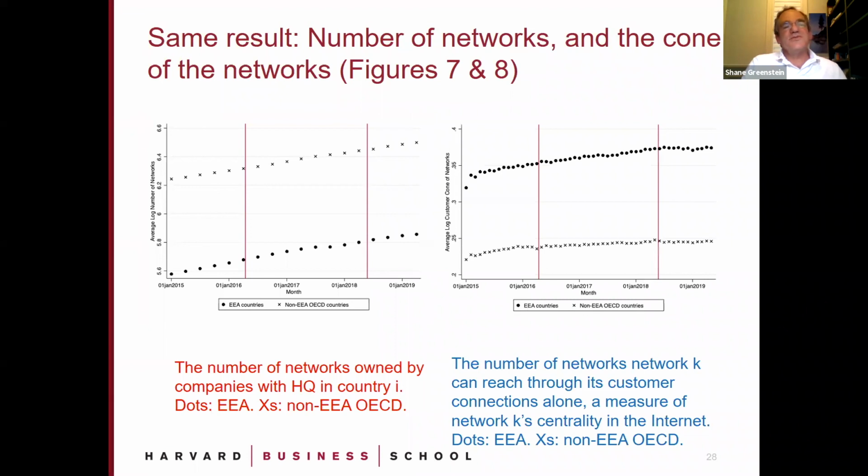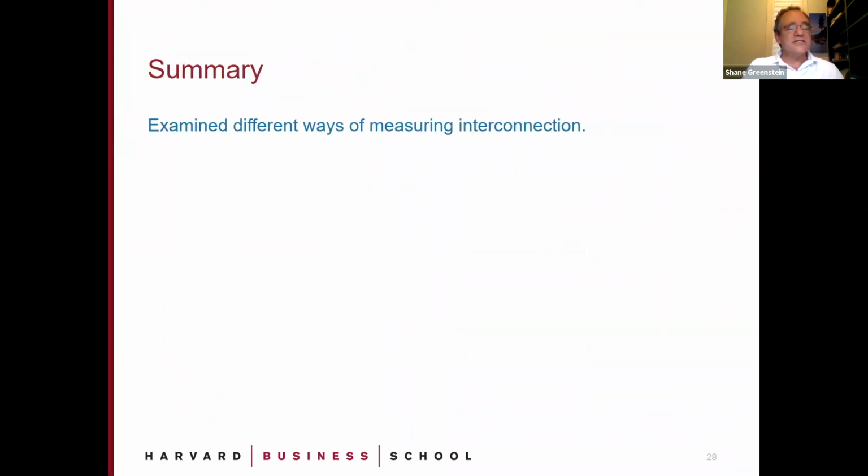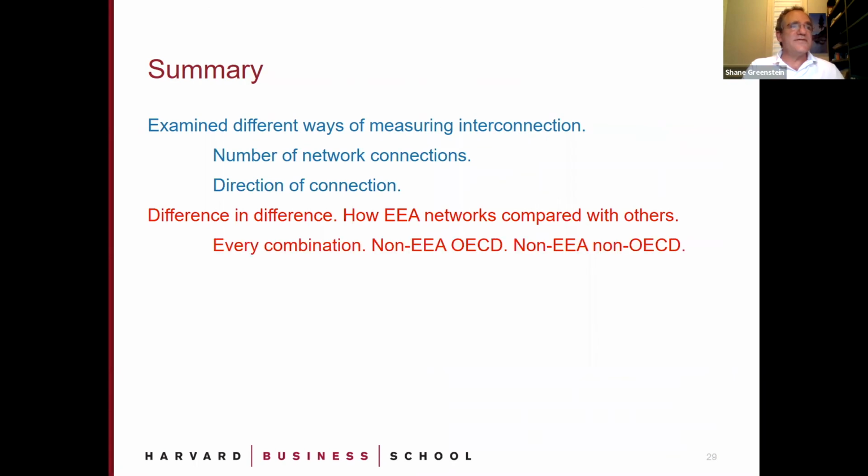How about the reach of the networks? Otherwise, the computer science community calls this the cone of the network. For those of you who do networking, it's a measure of its centrality. It's how many other networks you can reach. Again, that's not changing. Again, you can stare at this and say, well, maybe in a little while we'll see something. And maybe, but at the moment, no. And so just to summarize, we had all these different measures. We did the difference in difference.